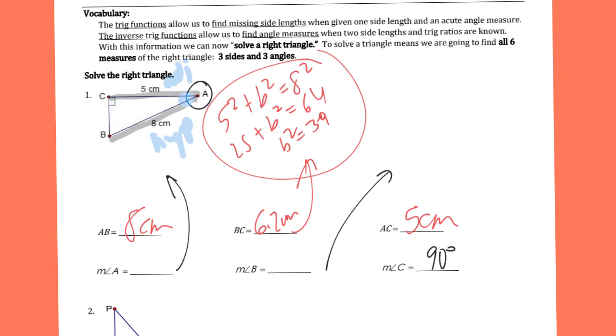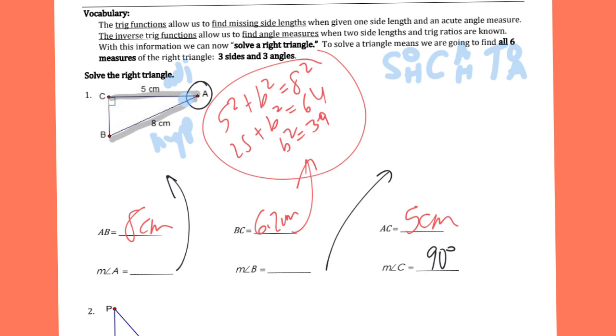You do need to know SOHCAHTOA. So sine is the opposite leg over the hypotenuse, cosine is the adjacent leg over the hypotenuse, and TOA, tangent, is the opposite leg over the adjacent leg. And so you're like, okay, which trigonometric ratio will help us find angle A? Well, talking about the adjacent leg and the hypotenuse would be cosine.